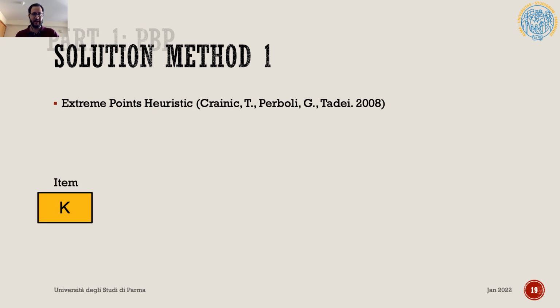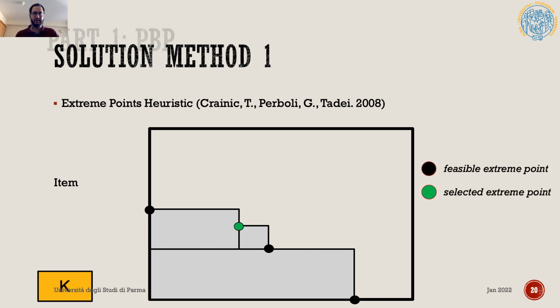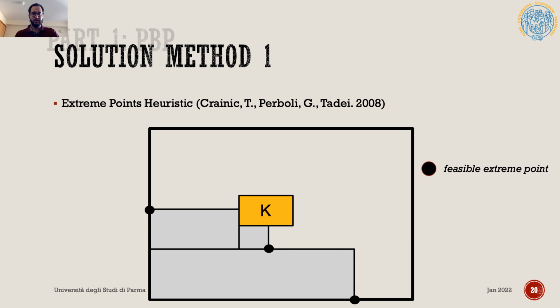Given an item, K for example, and a partial solution, we should pack K. To do that, we use one of the feasible points called extreme points. So I select one of them and place the item there. Then remove this point and new extreme points show up. The set of extreme points is updated by adding the blue points. In the next iteration, all these points will be considered.